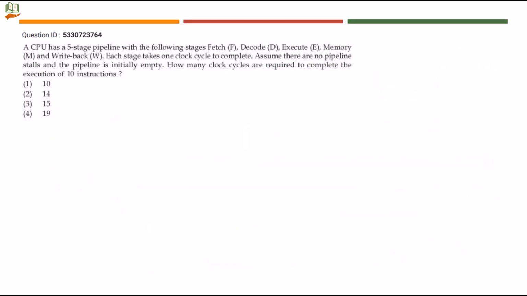Next question. A CPU has a 5-stage pipeline with the following stages: fetch, decode, execute, memory and write back. Each stage takes one clock cycle to complete. Assume there are no pipeline stalls and the pipeline is initially empty. How many clock cycles are required to complete the execution of 10 instructions? This is with respect to one instruction: fetch, decode, execute, memory and write back.